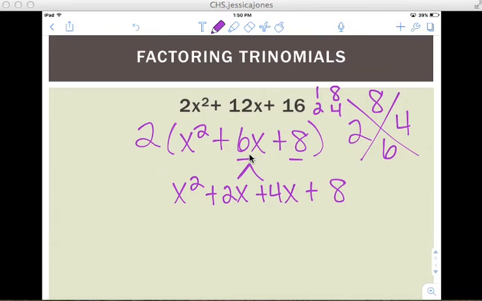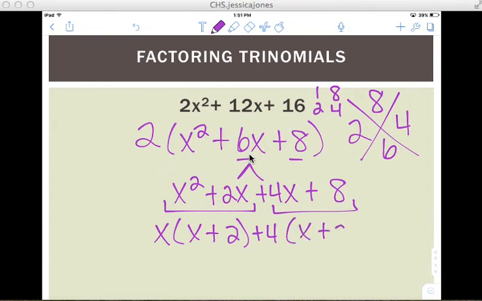Now we're going to go just like normal, ignoring the 2 outside for right now. The GCF between x squared and 2x is x. If I take that out, I'm left with x plus 2. The GCF between 4x and 8 is 4. If I divide that out, I'm left with x plus 2. We have x plus 2 in common, and I'm left with x plus 4.